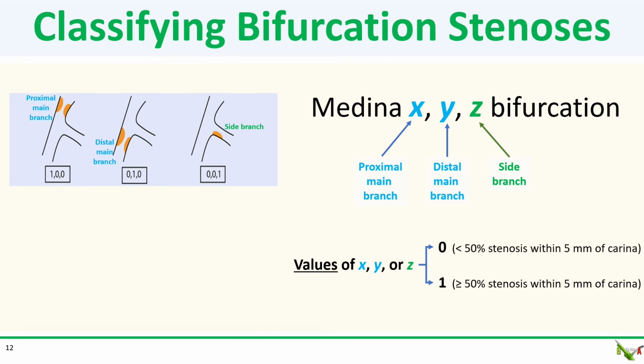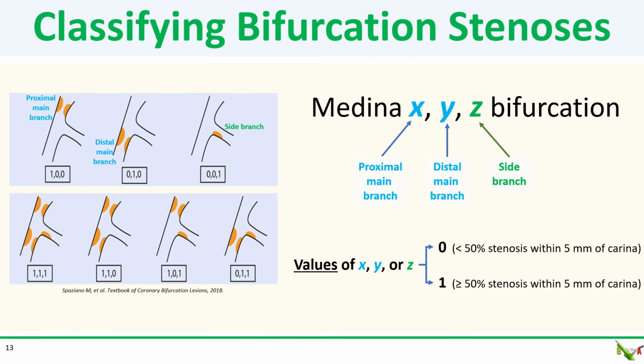A Medina 010 bifurcation would mean that there is a 50+% stenosis in the distal main branch, but nowhere else. And a Medina 001 bifurcation would mean that there is a 50+% stenosis in the side branch, but nowhere else. And here are all the other possible permutations.